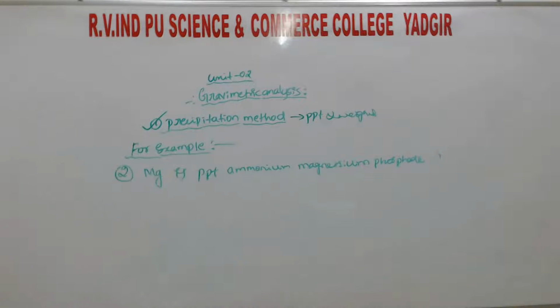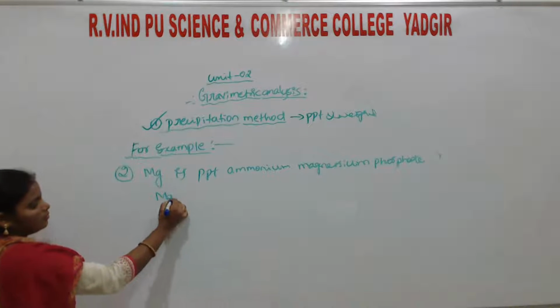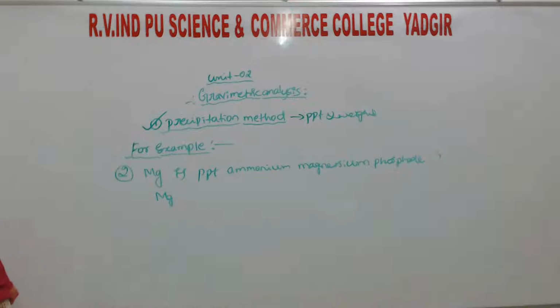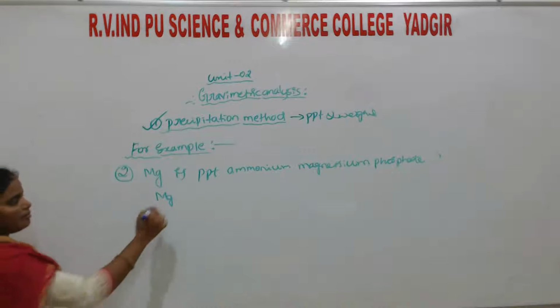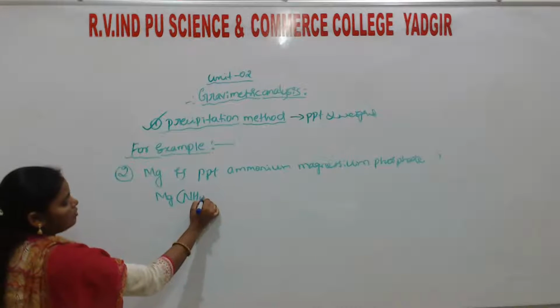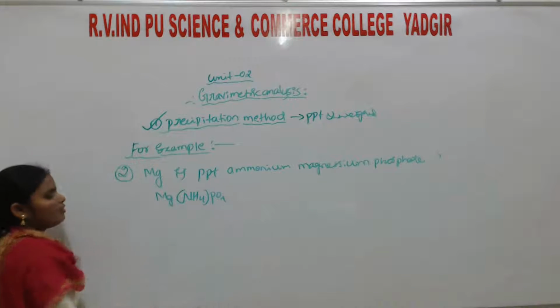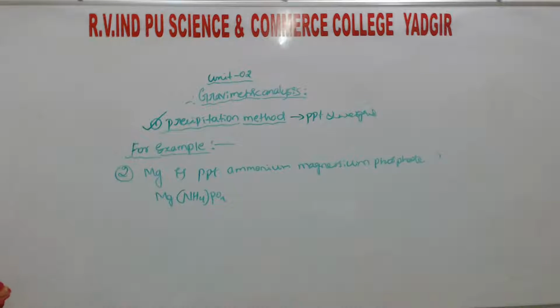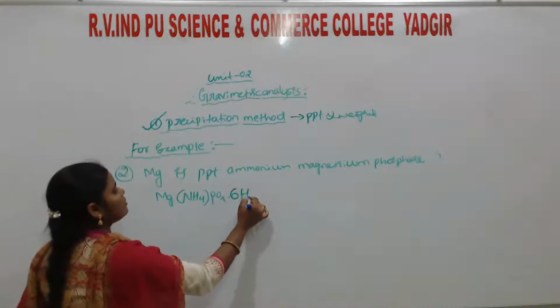The magnesium is precipitated as ammonium magnesium phosphate, MgNH4PO4, which is the formula for ammonium magnesium phosphate, with 6H2O, the hydrate.